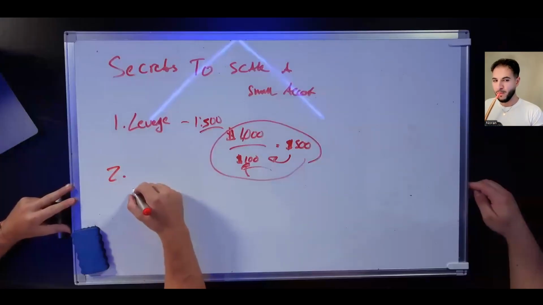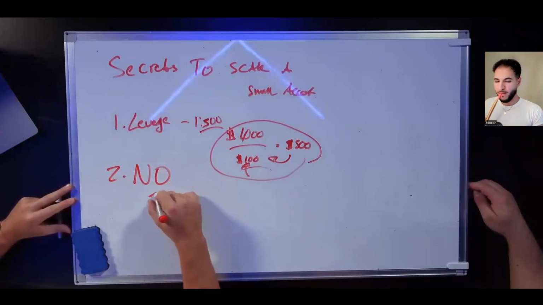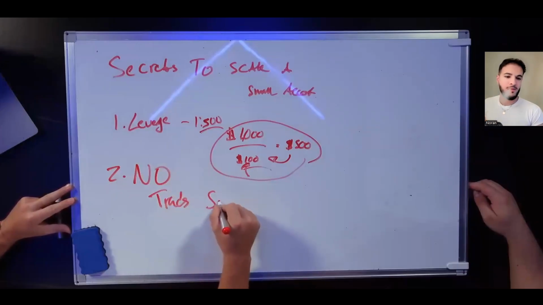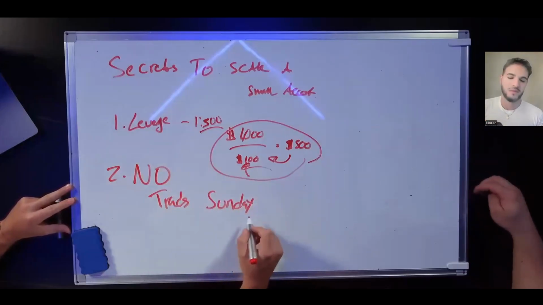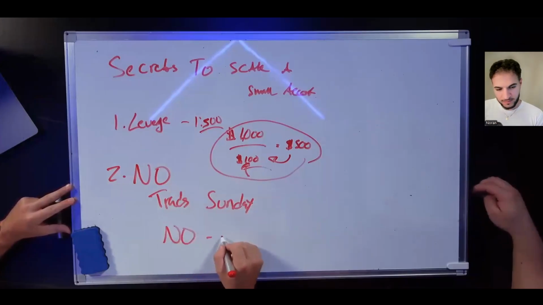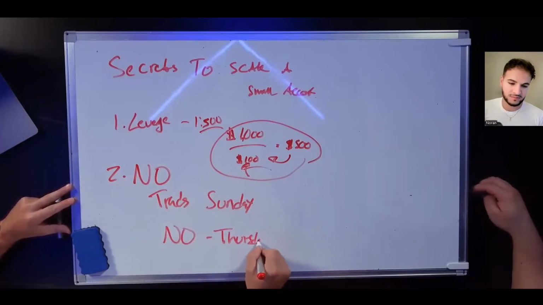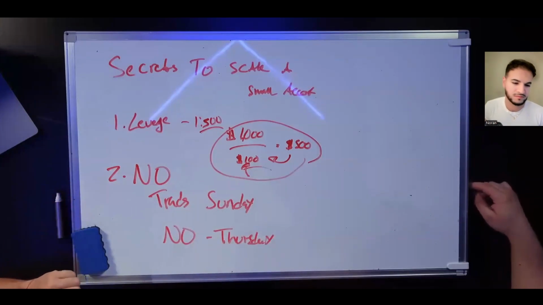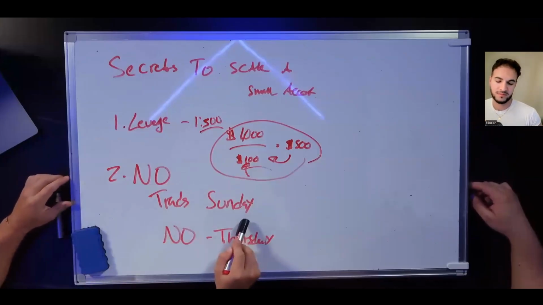My second secret is no trades on Sundays. No trades from Thursday on. No trades on Sunday because when the market opens on Sunday, the volume is very low. And typically the volume won't really kick in until the beginning of the New York session on Monday. So there's no reason on entering a trade when there's no volume, because you don't need to be overexposed on a trade that simply makes no sense.